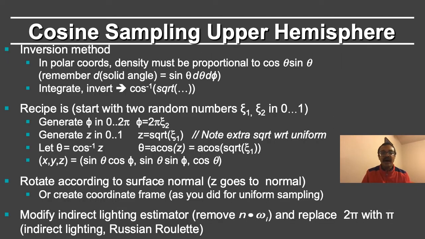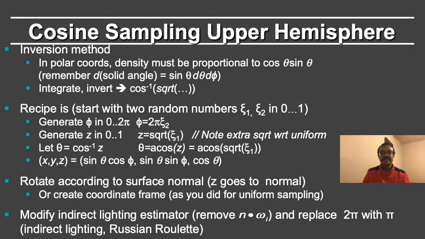What remains is, how do you actually generate samples according to this cosine term over the upper hemisphere? We can use an inversion method. In polar coordinates, we know the density now is equal to cos theta times sine theta d theta d phi. Remember that the solid angle that we considered earlier had the sine, but now we have an additional multiplication by a cosine. If you integrate and invert, at this point you get the cosine inverse of the square root. The square root expression is new here.